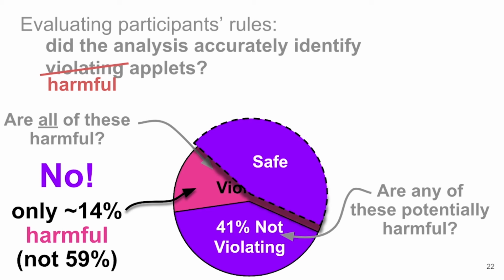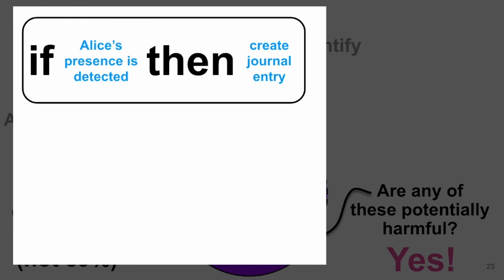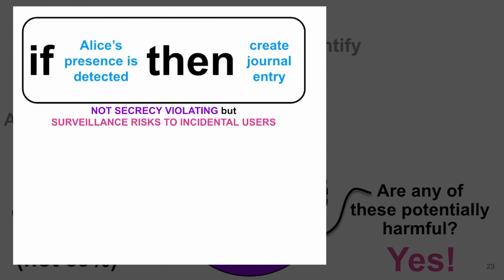But there are also many rules deemed non-violating that could be harmful in other ways. For example, in the rule, if Alice's presence is detected, then create a journal entry, this rule was correctly determined to not have a potential secrecy violation because the journal entry is private. But a rule like this could be used by the IFT user to monitor someone else. We discussed this as surveillance risks to incidental users.